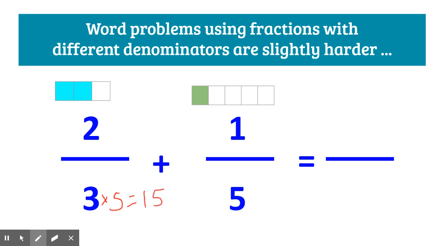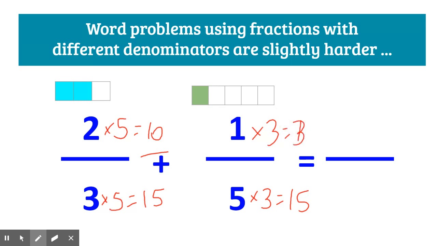And because I did the bottom times 5, then I'm going to do the top times 5. 2 times 5 is 10. So this is our new fraction, 10 out of 15. And to make the 5 the same as on the other, I need to do it times 3 to make it into 15. And then I'm going to do the top. 1 times 3 equals 3. And so now I can add together. I can carry the bottom across, it'll still stay 15, and I can add together the tops. 10 plus 3 equals 13, and I have my answer.